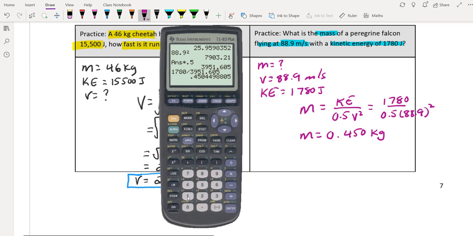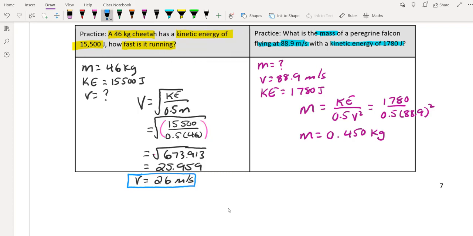Now, if you're comfortable with using your calculator, you can try doing this all in one step, and it would look like this. There are multiple different ways you can tackle this. I'll divide by 0.5, and I'll divide by 88.9 squared, and this equals the exact same number. If you don't end up with the exact same number, just go back and do the calculation in the denominator first, write out those numbers, and divide the top number by the bottom number. So by calculating it out, we find the mass is equal to 0.450 kilograms.